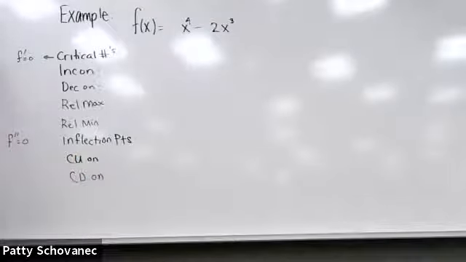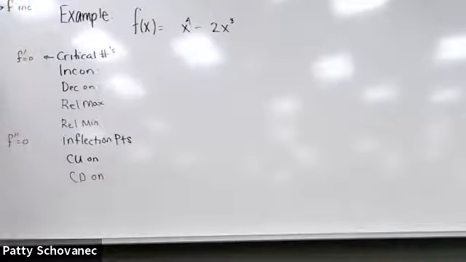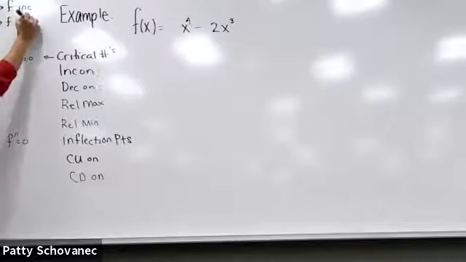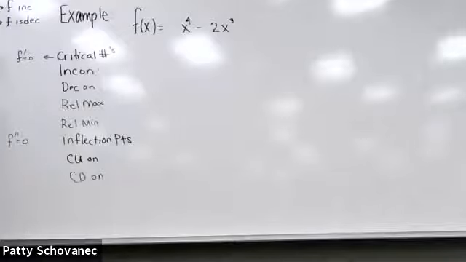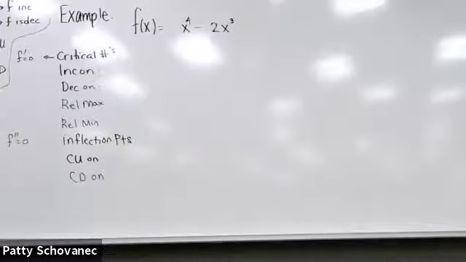Okay, so f prime positive implies f is increasing. F prime negative implies f is decreasing. F double prime positive implies f is concave up. F double prime negative implies f is concave down. So that's the big picture. So we want to try to do that for this particular function.